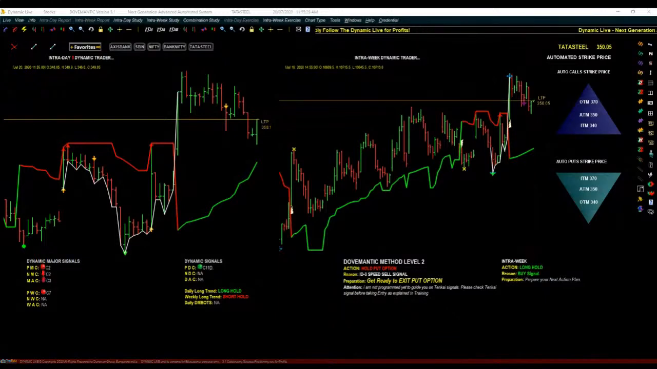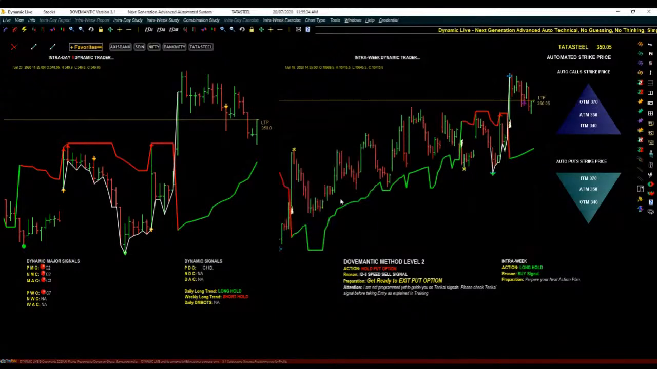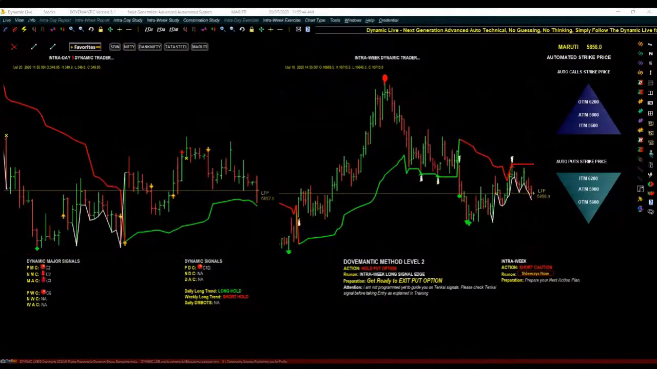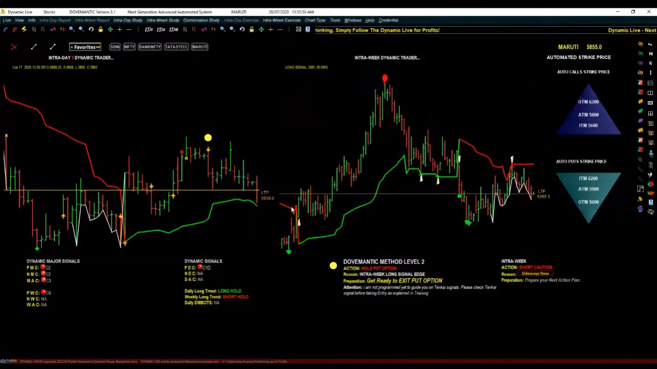And similarly, he wants to check Maruti also. Let us check what's happening in Maruti. Once we have selected Maruti, all that we have to do is just come and look at the action information. So as we see the action information, it is telling us hold put option. It is this point where it has told us to buy a put option. It was on 17th July, 13 hours, 1 o'clock in the afternoon, and the price was 5,889, and now it is trading at 5,858, 30 points movement.